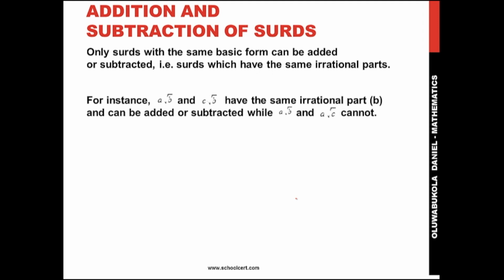What I mean by this is this. For instance, if you have A root B and C root B, if you look at this very well, they have the same irrational parts, the same surd parts. That's root B. They both have that, so these two surds can be added or subtracted. But if you have, for instance, A root B and A root C, they do not have the same irrational part, so they cannot be added or subtracted. That's what I mean by the same basic form.